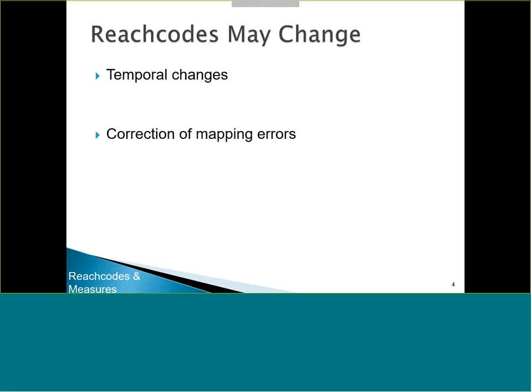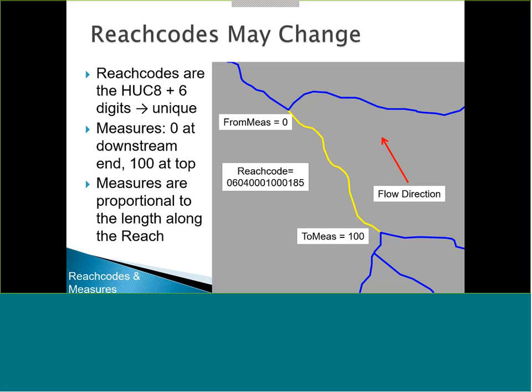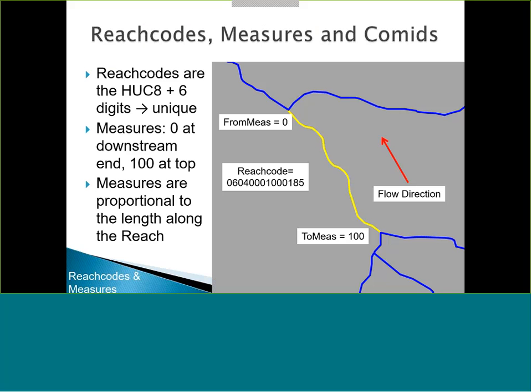Now, reach codes can change, of course. Nothing's ever 100%. For temporal changes, times change, or like with a backhoe, okay, or correction of mapping errors. Those will change our reach codes. The reach codes are basically the HUC 8 code, which was covered, the whole HUC level system. This is the 8-digit code, which has about 2,100 HUC 8s in the continental United States, plus a 6-digit number added on to that. That makes the reach code unique across the country.